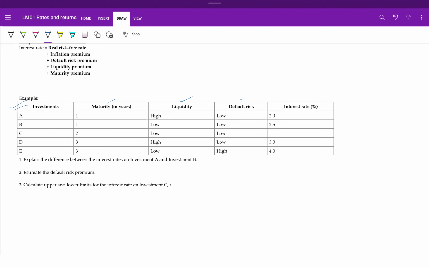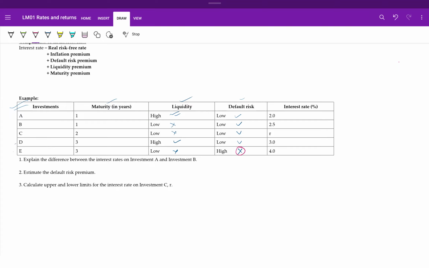So here the maturity is 1 year for investment one and two. Maturity is 2 years for investment C and maturity is 3 years for investment D and E. Liquidity is high here, liquidity is low here, and liquidity is again high and low. High liquidity is favorable for us and low liquidity is not favorable for us. Default risk is low here, which is favorable for an investor, and default risk is high, so that's not favorable for an investor.